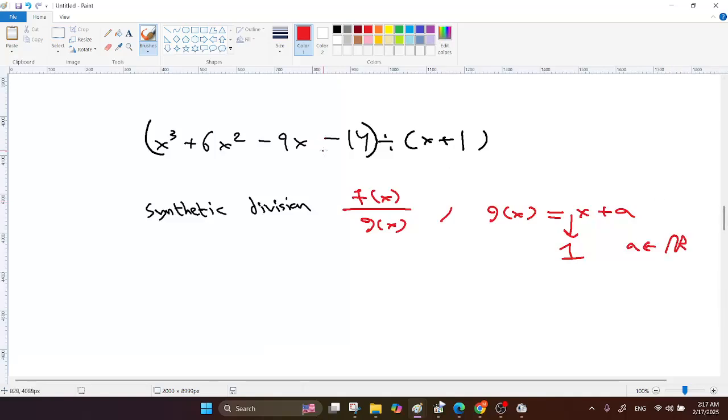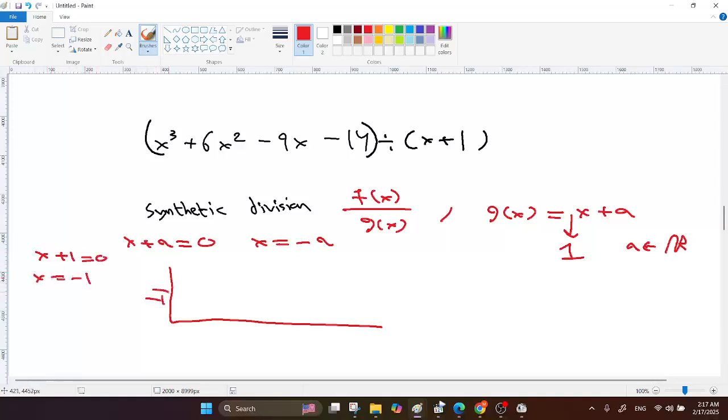Now let's solve this example, okay? Now you write like this, and you solve x plus a equals 0. You get x equals minus a. In our case, we have x plus 1 equals 0, so x equals minus 1. So you put here minus 1 and put like this.